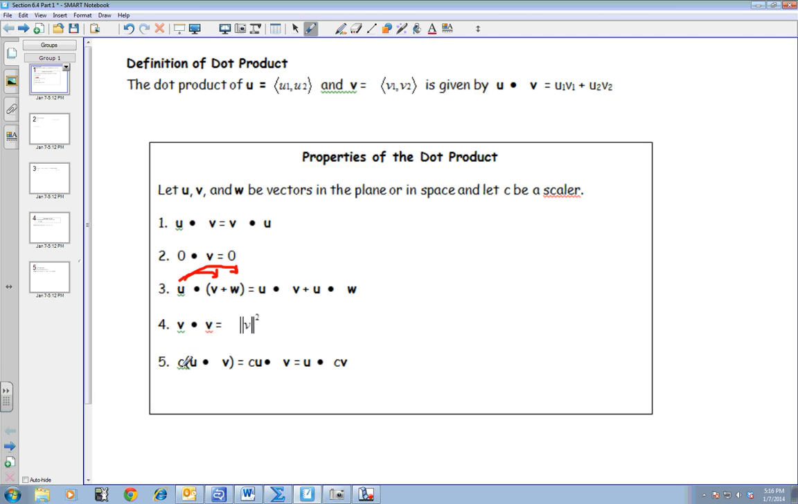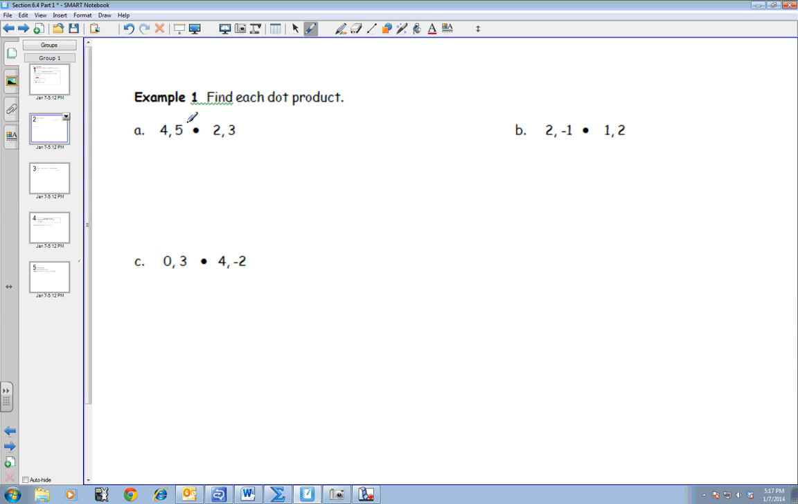And then my scalar c times the dot product of u and v equals the dot product of cu and v, which equals the dot product of u and cv. Okay, so I'm going to show you what that all looks like. So I want to find each dot product, and again, I should have these symbols around each one of these.